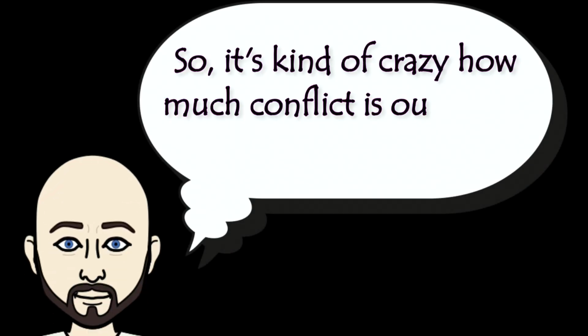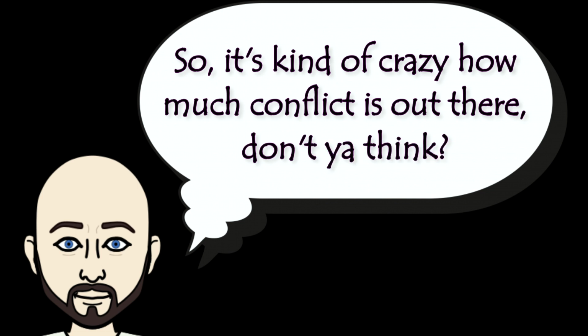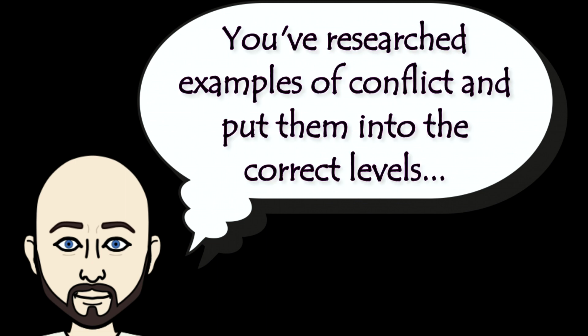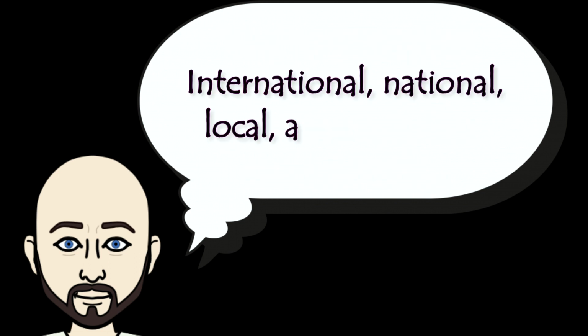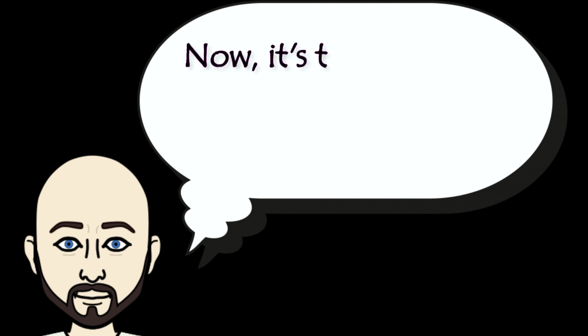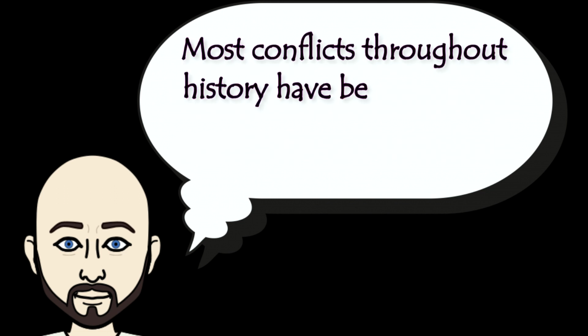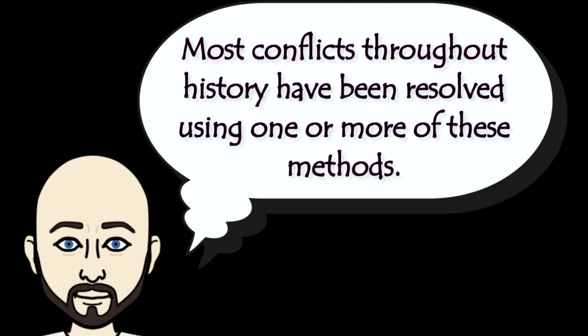So, it's kind of crazy how much conflict is out there, don't you think? You've researched examples of conflict and put them into the correct levels: international, national, local, and individual. Now, it's time to take a look at some of the ways conflicts can be resolved. Most conflicts throughout history have been resolved using one or more of these methods.